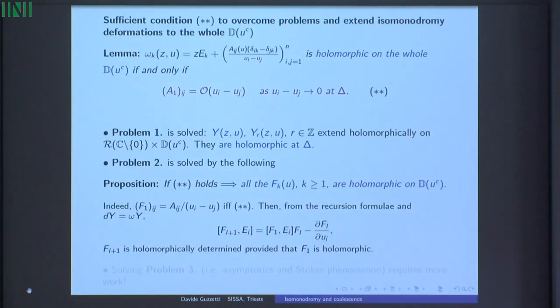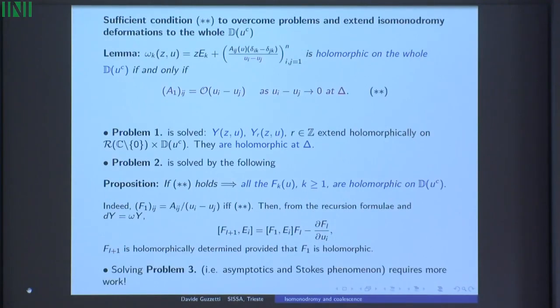The second problem can be solved also. You can prove that all the coefficients of the formal expansion are holomorphic. This is done by iterations. Using your Pfaffian system, you can prove that there is a recursive relation. So if you prove that F1 is holomorphic, which is the case under this assumption, then by recursion you can prove that all the coefficients Fk are holomorphic.